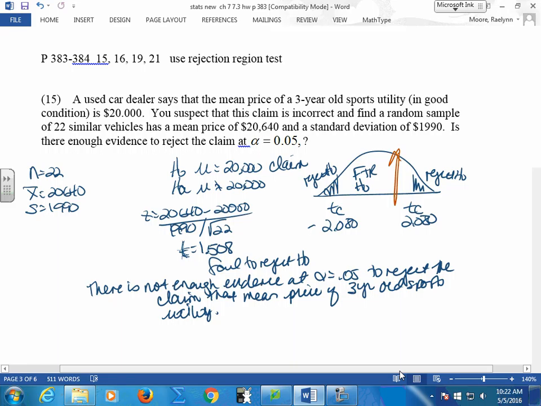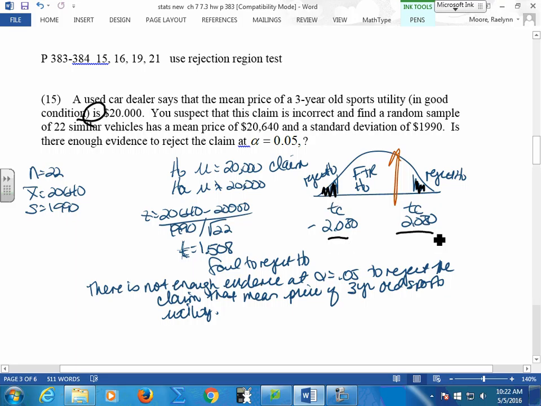So we're going to start like this. He claims that the mean price of a 3-year-old sport utility in good condition is equal to $20,000. This is the claim. It's an equal, it's an H0. HA, its complement, not equal. Sketch your critical values.